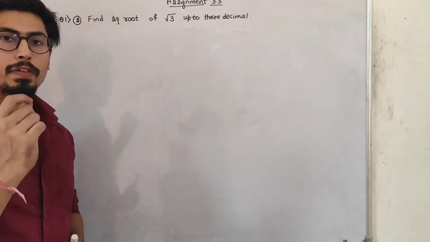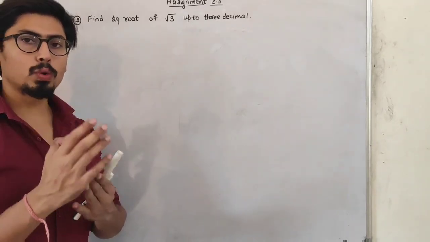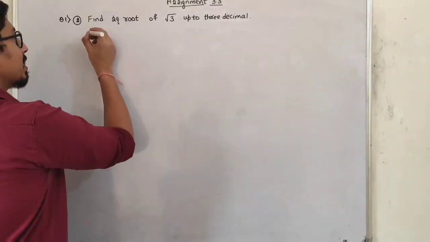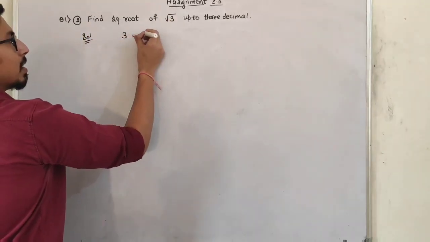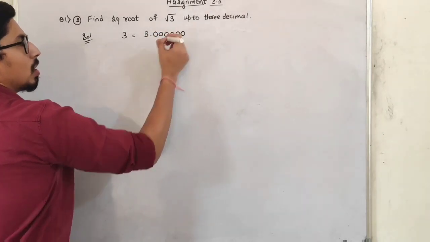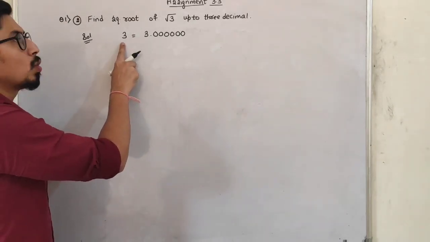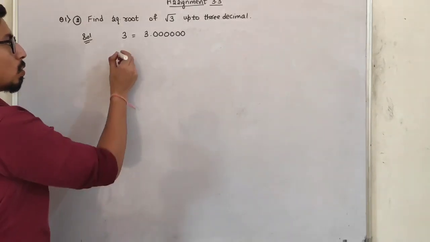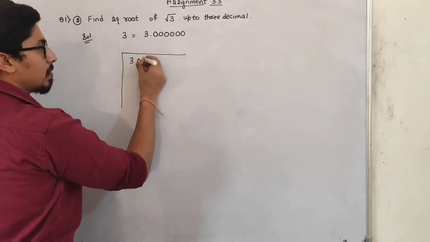Now students, our first question, second part is, we have to find the square root of 3 up to 3 decimals. So we can write this 3 as 3.0000 and 00. In order to find this number's square root, we will find this number's square root, because both of these are equal. So by the long division method, just write it here.